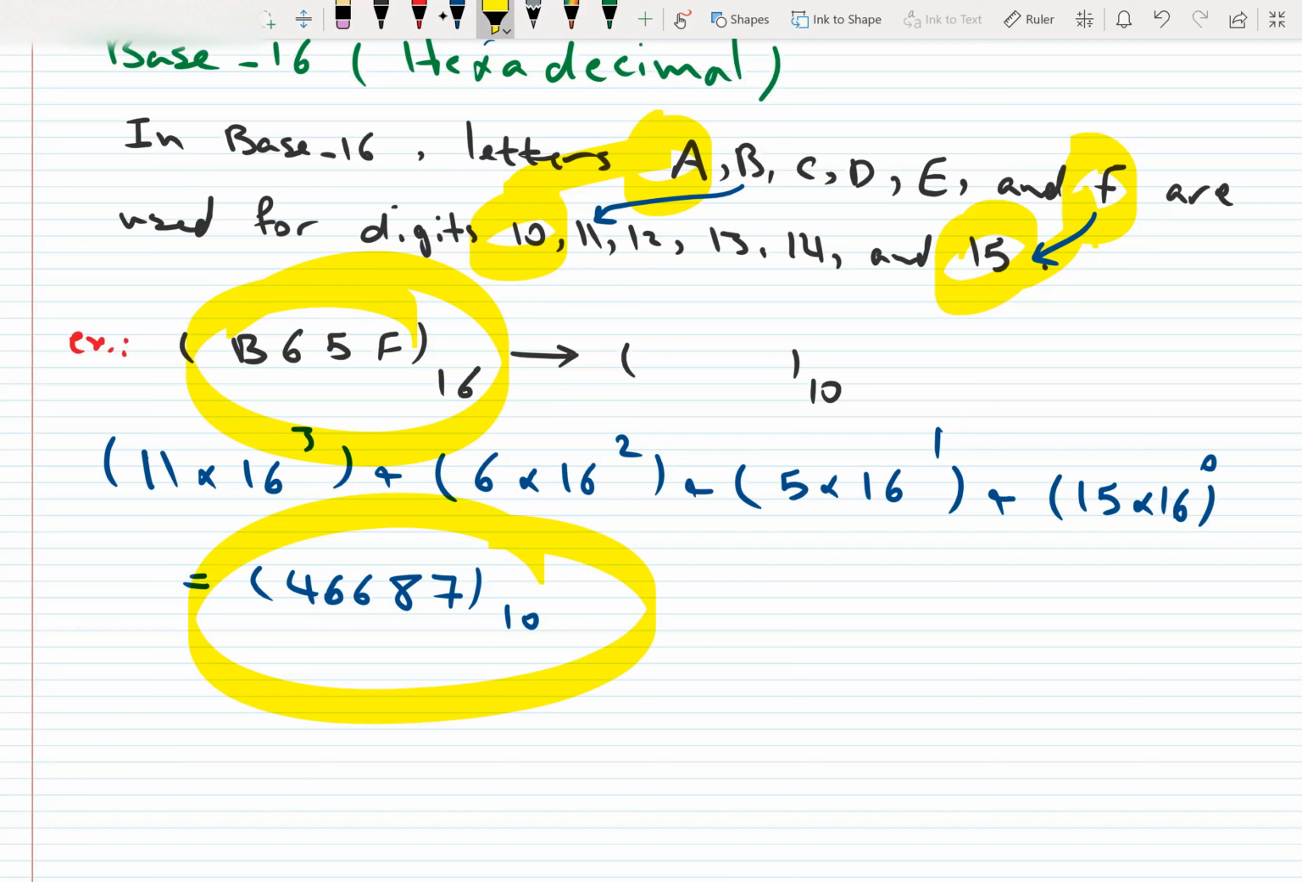Okay, now what about other conversions? So far, we learned how to convert numbers from any base to base 10. What if we want to convert the numbers from base 10 to other bases?